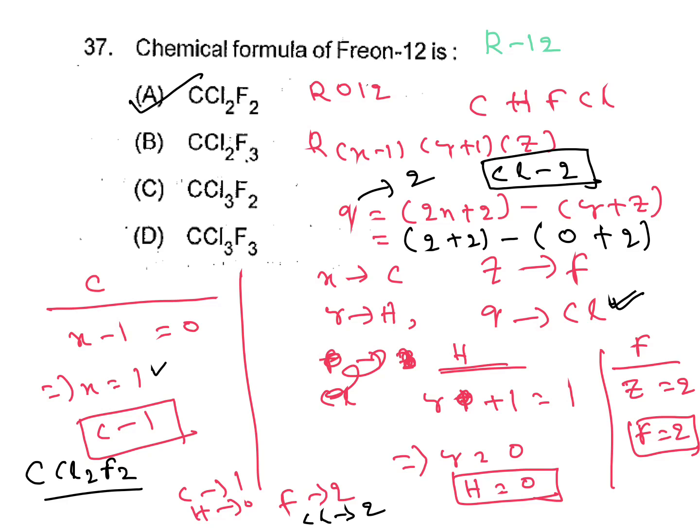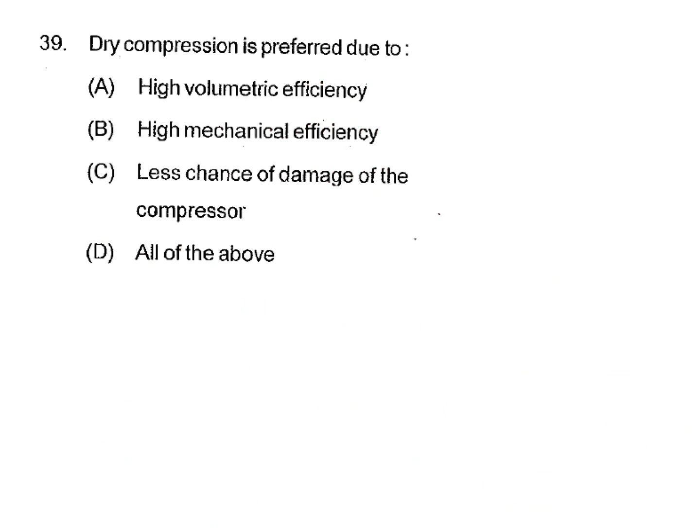Question is, dry compression is preferred due to a high volumetric efficiency, B high mechanical efficiency, C less chance of damage of the compressor, and D all of the above. D is our answer. Dry compression is preferred due to high volumetric efficiency, high mechanical efficiency, less chance of damage of compressor. All are possible.